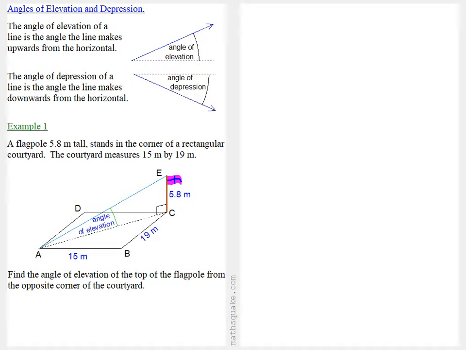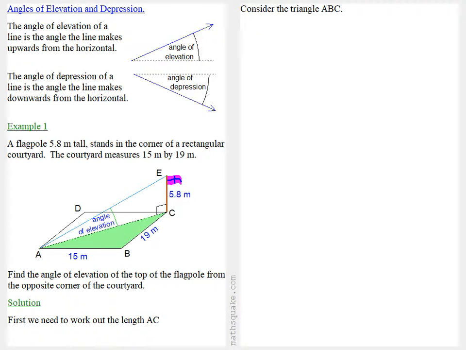A flagpole 5.8 meters tall stands in the corner of a rectangular courtyard. The courtyard measures 15 meters by 19 meters. Find the angle of elevation of the top of the flagpole from the opposite corner of the courtyard. Well, to solve this, we first need to work out the length AC. To do this, we need to consider the triangle ABC.